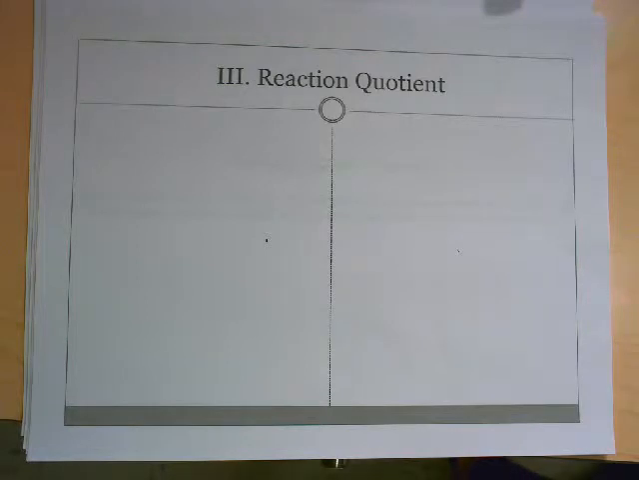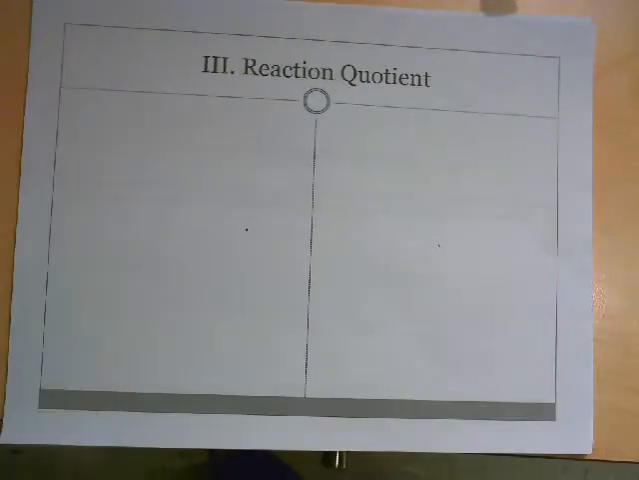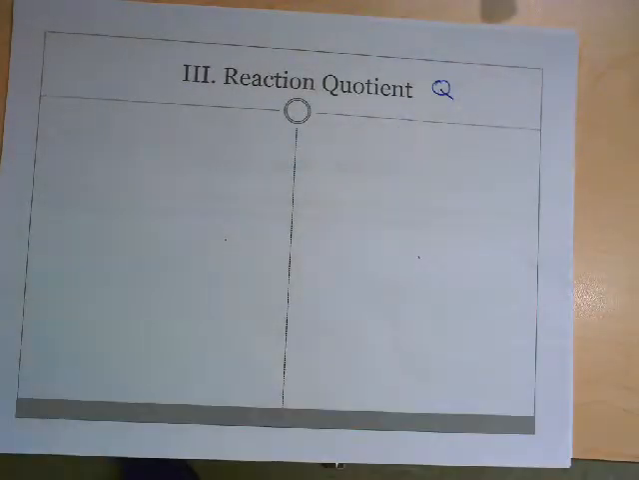Okay. So today what we're going to do is talk about the reaction quotient, and then talk about how you calculate the equilibrium constant and how you determine if you're at equilibrium. Or if you're not at equilibrium, where are you in a reaction scheme? So, the reaction quotient is given the big old letter Q.